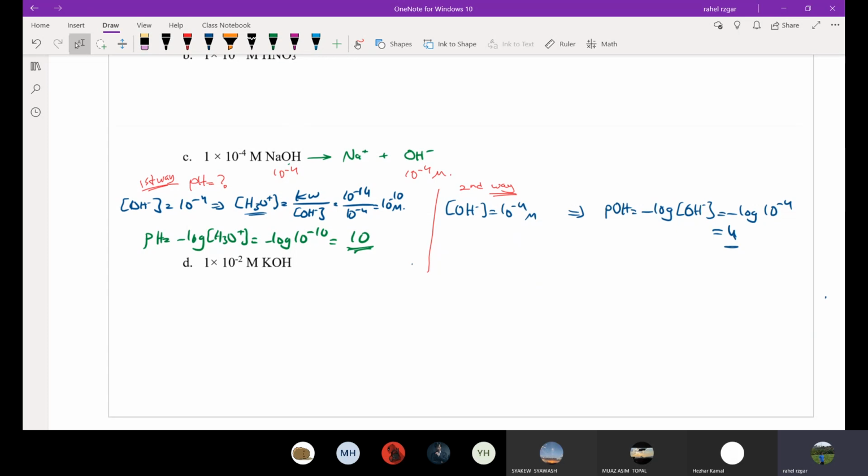Now, if we have POH, we have this one: pH plus POH is equal to 14. So pH equals 14 minus POH, which is 14 minus 4 equals 10.